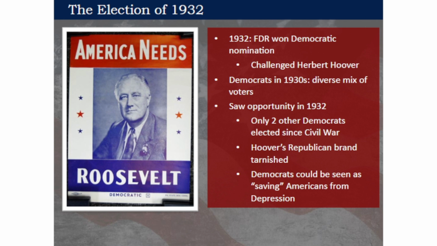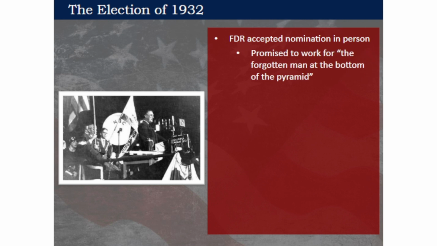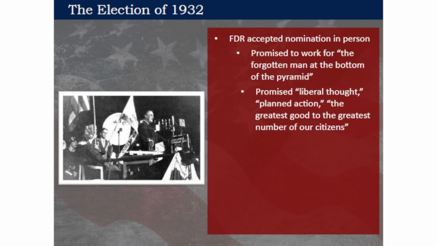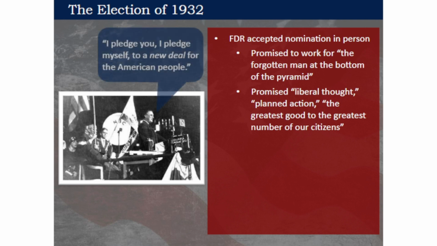FDR did not disappoint those who had nominated him. He flew to Chicago at the end of the convention to accept the nomination in person, the first candidate ever to do so. In his acceptance speech, FDR promised to work for the forgotten man at the bottom of the pyramid. He promised liberal thought, planned action, and the greatest good to the greatest number of our citizens. The speech contained the phrase that would come to define Roosevelt's agenda as president: "I pledge you, I pledge myself to a New Deal for the American people."